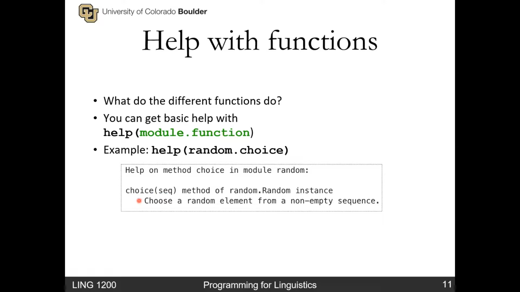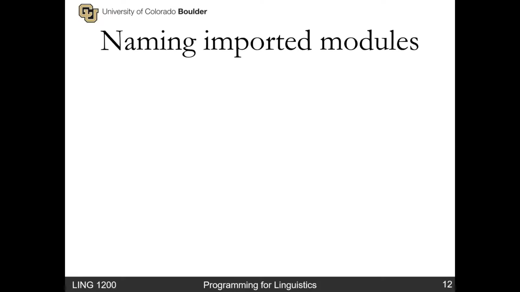And then this is the most useful line here at the very end. It's telling us very succinctly what's happening, what this function will do. It chooses a random element from a non-empty sequence. So that's the help function, to find out what those functions do and maybe what kind of arguments you need to feed them.